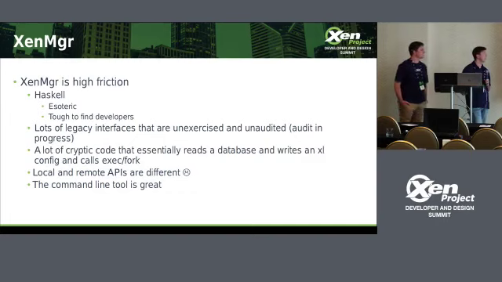And it's pretty cryptic code. It's hard to find people to work on it. At the same time, right now, for the most part, what it does is read the database, write an XL file, and then call XL create on that XL file. So I think we can do that in a much simpler way. Local and remote APIs are different. So if you're managing some VM instances on an OpenXT box, there's a completely separate protocol that's used. It's not unified with the Xen Manager API.